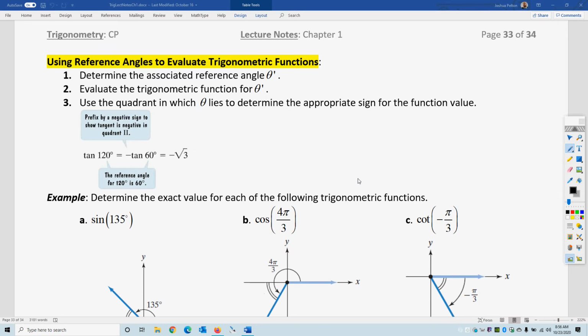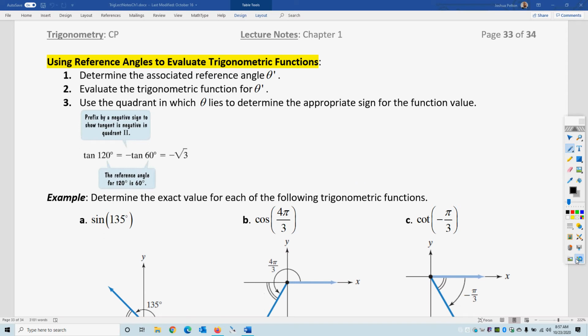So now we want to evaluate trig functions for any angle: positive, negative, degrees, radians, acute, obtuse, more than 360, more than 2 pi, whatever the case may be. So we need to use our skills from before, which is using our odd and even function things and our reference angle skills. First you want to determine the reference angle, evaluate the trig function of the reference angle, and then we need to determine what quadrant the original angle, not the reference angle, actually ends up in.